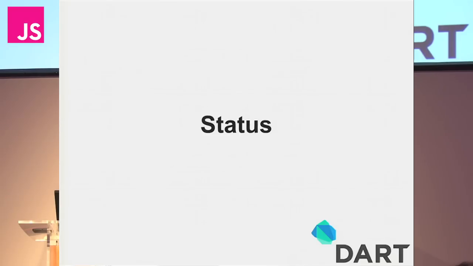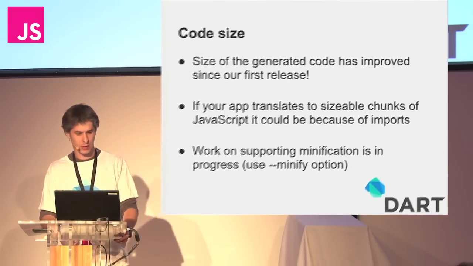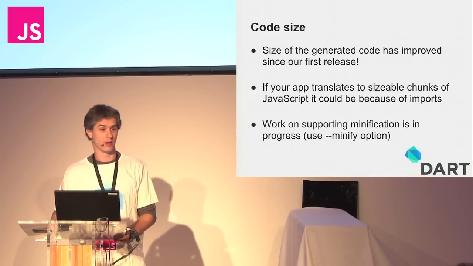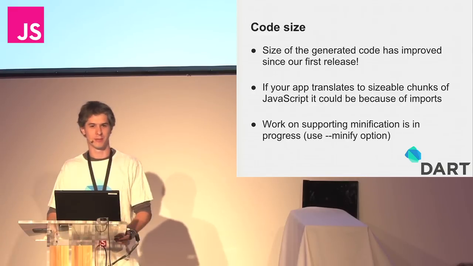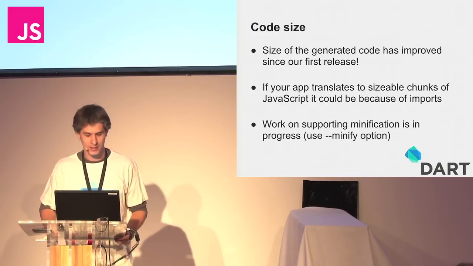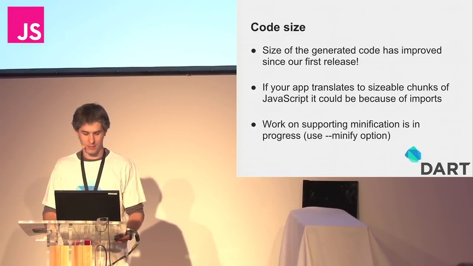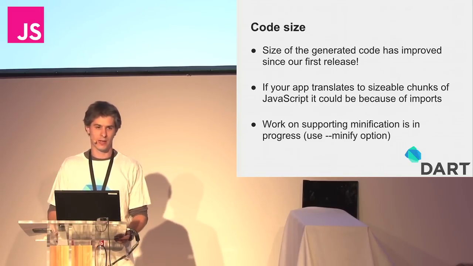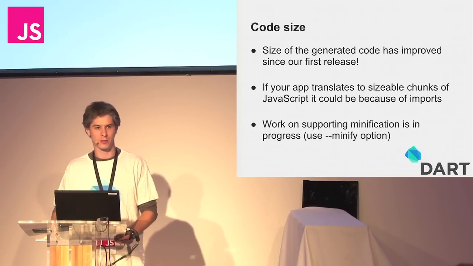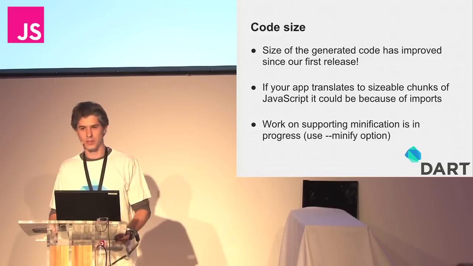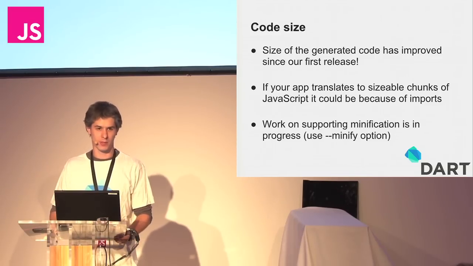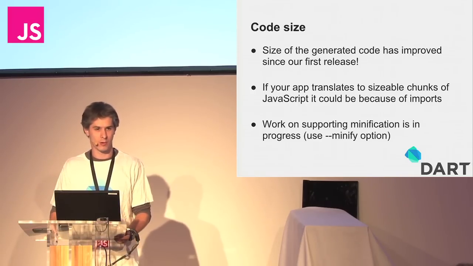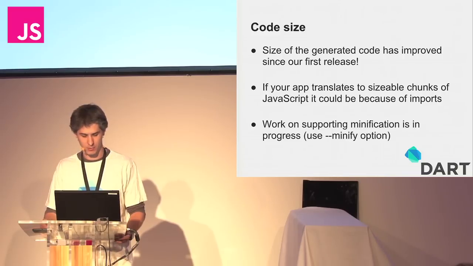So what's the status of the Dart-to-JavaScript compiler? With respect to code size, we have improved a lot since our first release. So everybody still remembers the megabyte hello world. That's not there anymore. And usually now, if you have an app that produces a lot of JavaScript code, it's because you use libraries. So it's not that we cannot make our code better, and we can definitely make it better. But in many cases now, it's not stupid errors anymore or stupid code generation as there was before.